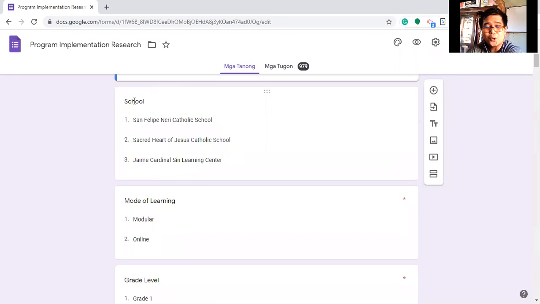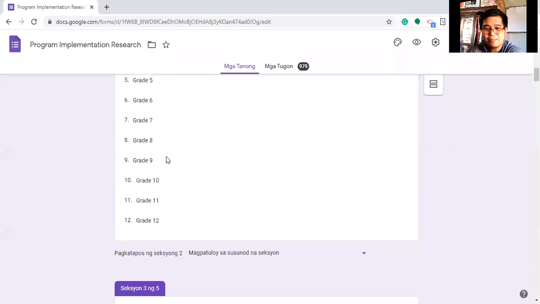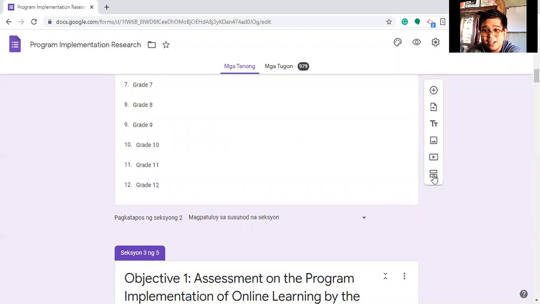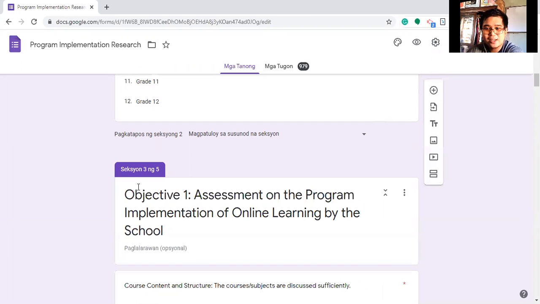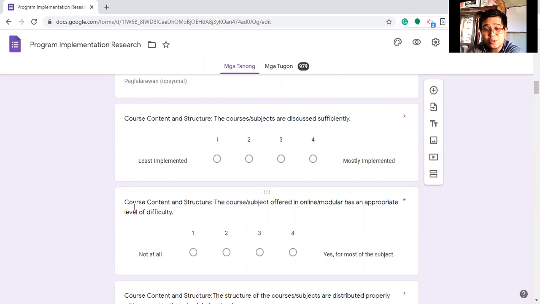If you want a guide for the survey, just click on the link that your advisor shared to you for this questionnaire and you can have it as a guide. And then, independent variable, and then just add a section. Mag-add kayo ng section, and then, ito na siya. Objective 1, because this is the first parameter: assessment of the program implementation. The first parameter is course content and structure. So I write statements about course content and structure.